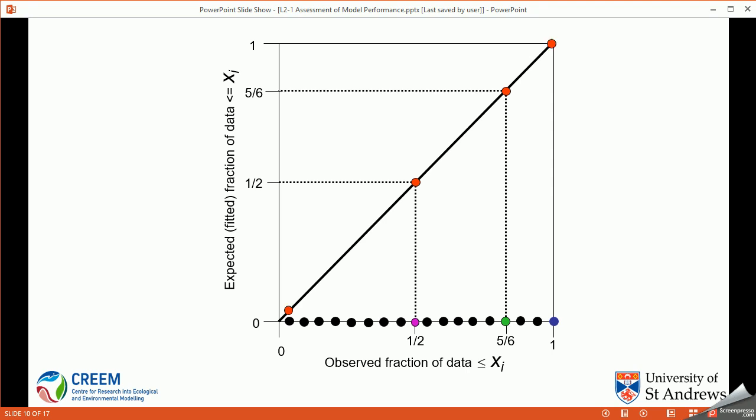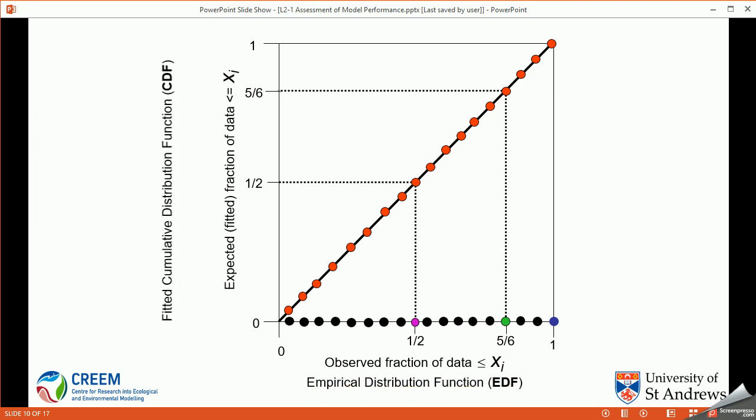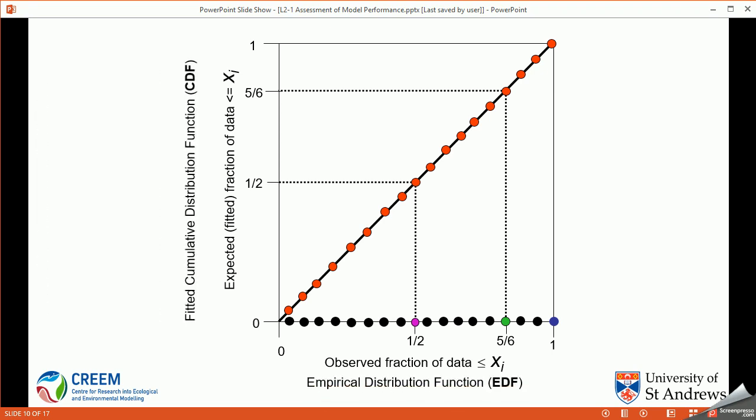And similarly for all of the other observations, if we had a perfect fit, then every single one of them would fall on this line y equals x, the line at 45 degrees. That would tell us we've got an absolutely perfect fit. The x-axis is the empirical distribution function, or EDF for short, and the y-axis is the fitted or estimated cumulative distribution function, or CDF for short. So this is a plot of the EDF against the CDF.